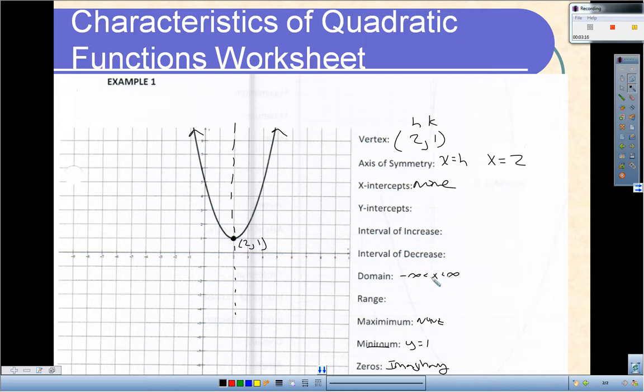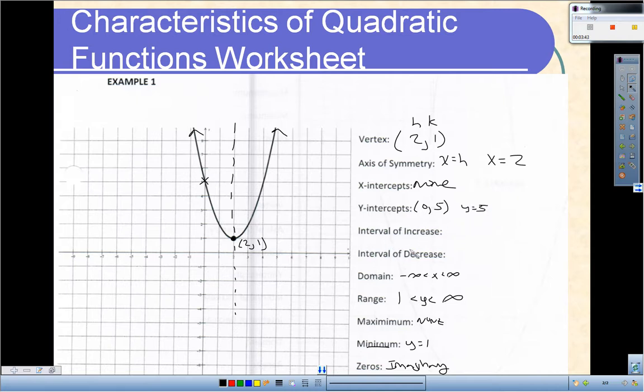The domain are your x's. The range is how low it goes to how high it goes. So the range, how low it goes to a y value of 1. And then up it goes on to infinity. So that's why it's from 1 to infinity. The y-intercept, it does cross the y-axis right here at this point at 5. So you can say it's at the point 0, 5, or you can just simply say at 5.